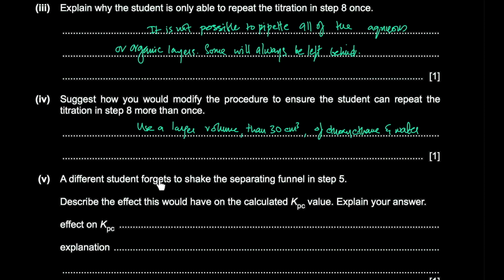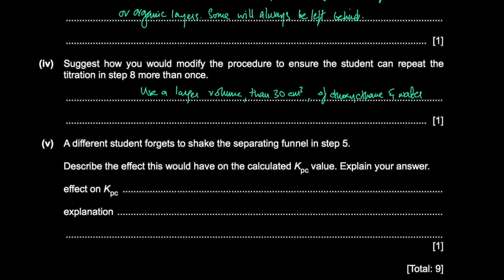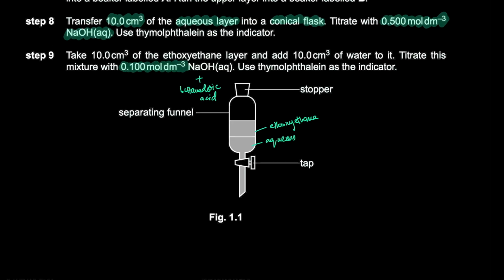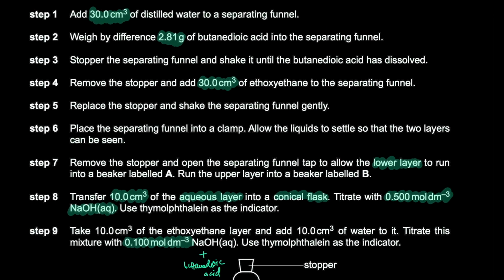A different student forgets to shake the separating funnel in step 5. Describe the effect this would have on the calculated partition coefficient value. Explain your answer. Now, initially what we had done was we had dissolved the butanedioic acid in water. We had added distilled water, and then dissolved the butanedioic acid in water, and then we added the ethoxyethane, and then after that we shake the separating funnel.